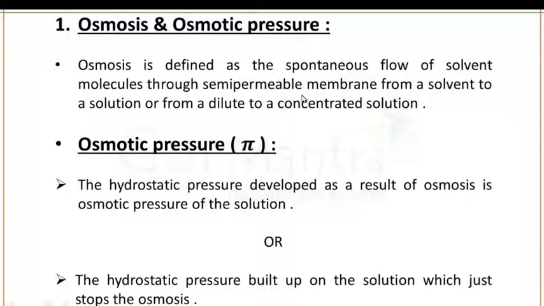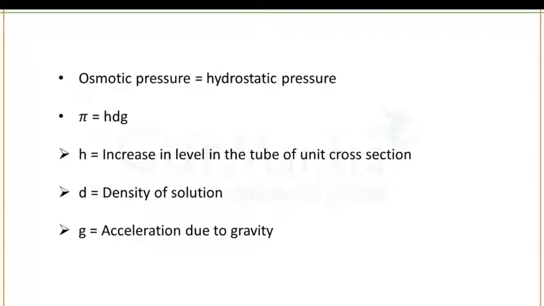Now if we talk about osmotic pressure, first of all you have to learn this. It is represented by the symbol pi. Osmotic pressure can be defined as the hydrostatic pressure developed as a result of the process of osmosis. Now, you can conclude this: osmotic pressure is always equal to the hydrostatic pressure. And osmotic pressure is represented by pi, that is equal to hdg.